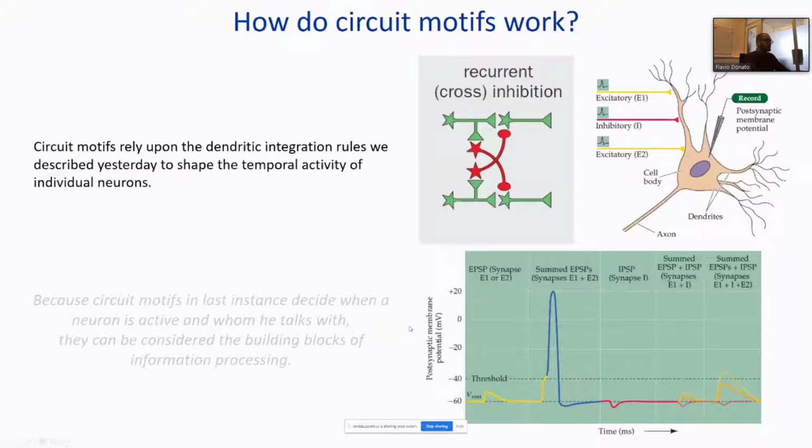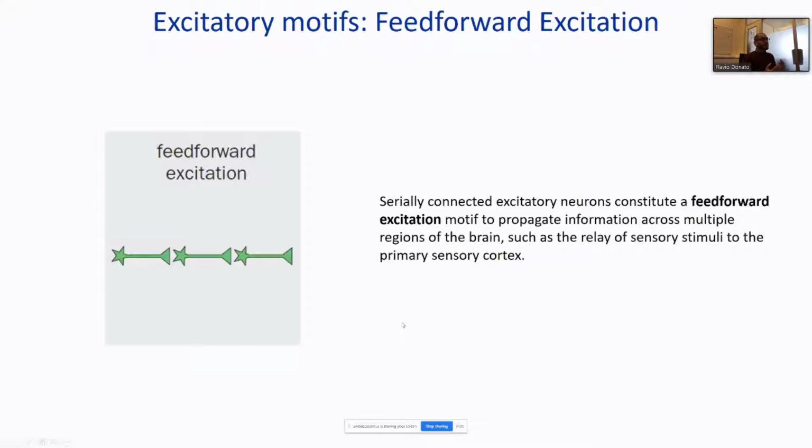So feed-forward excitation is probably the easiest motif that you can imagine. It's about hooking excitatory neurons to each other so that when you stimulate the first neuron, it is able to transmit information to the second neuron, that is able to transmit information to the third neuron. So we can think of this as a way in which neurons are able to propagate information in sort of a straight line throughout the brain.